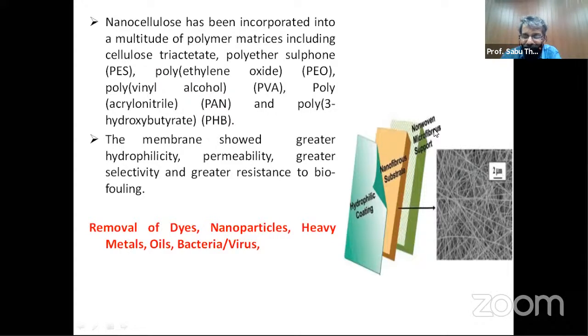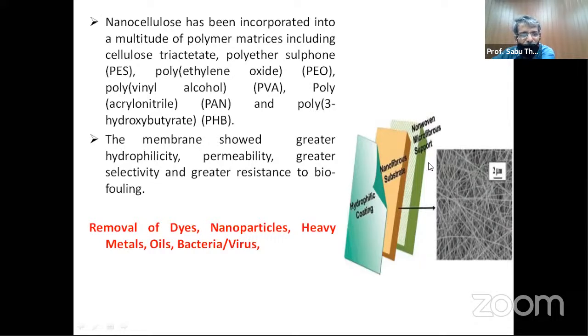This is actually a non-woven microfiber support. You can buy it from the market. These two we can buy from the market. See, we bought this from the market. Then we actually made a coating of nanocellulose on the surface. This is a hydrophilic coating. So the base is nothing but non-woven microfiber support.